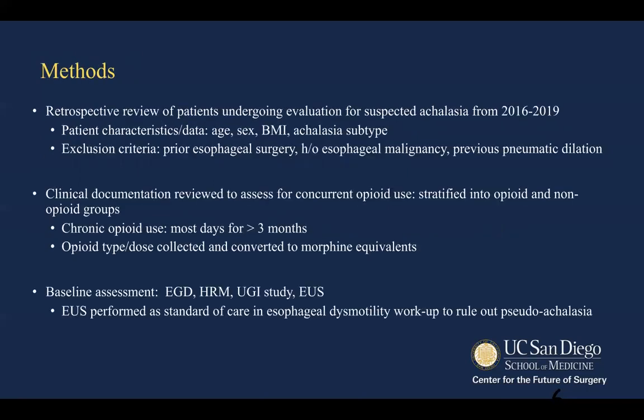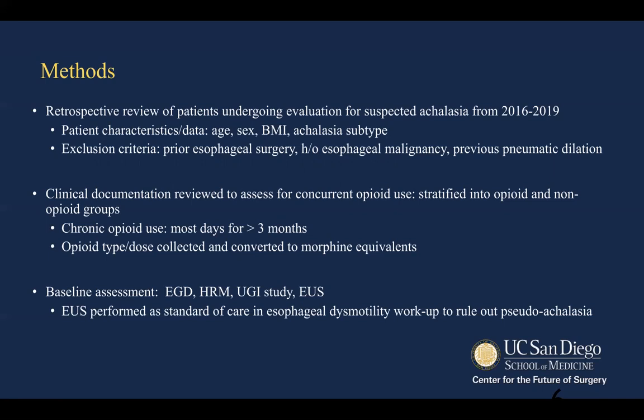We performed a retrospective review of a prospectively maintained database to identify patients undergoing evaluation for suspected achalasia from 2016 to 2019. Suspected achalasia was based on clinical presentation in the setting of objective studies concerning for achalasia. Patient characteristics collected included age, sex, BMI, and achalasia subtype. Exclusion criteria included prior esophageal surgery, history of esophageal malignancy, and prior pneumatic dilation.